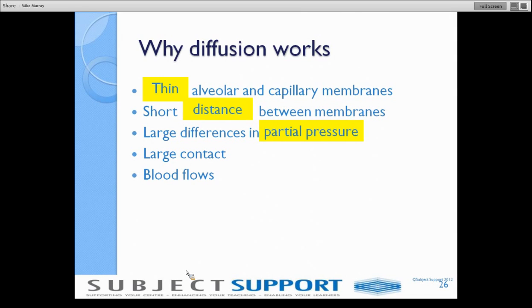Note that the first two bullet points, the thin membranes and the short distance, are structural features. The large differences are a functional feature, not necessarily a structural feature.